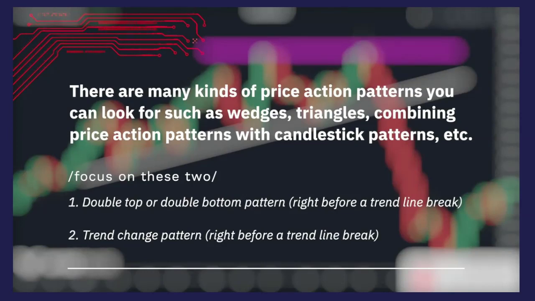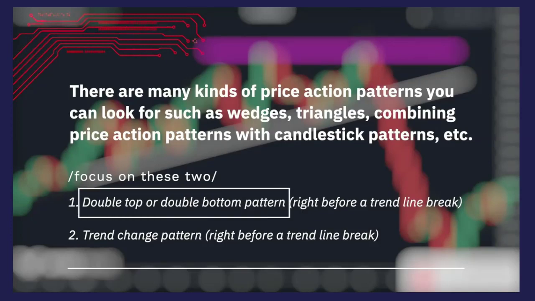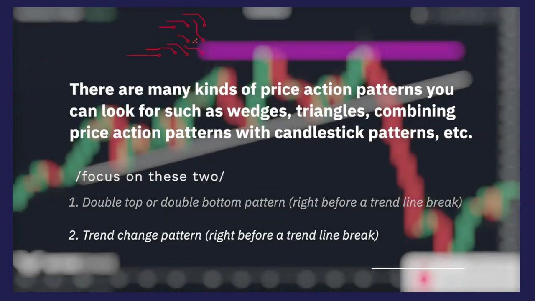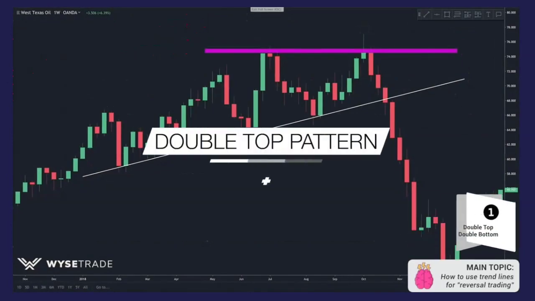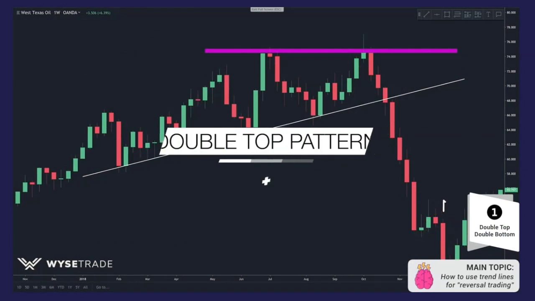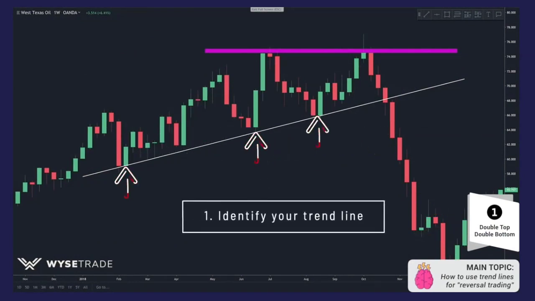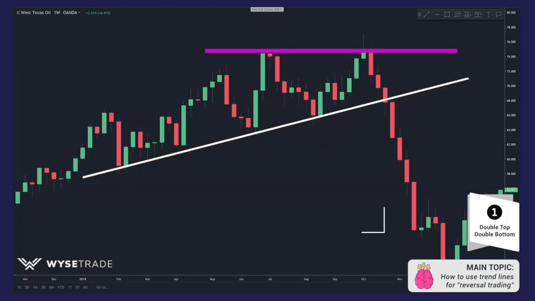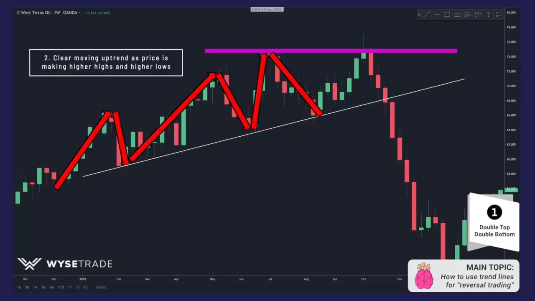But for now, focus on these 2, the double top or double bottom price action pattern and the trend change price action pattern. So let's start with the first, which is the double top or double bottom right before a trendline break. You first identify your trend line through these points here. Now, this is a clear moving uptrend.